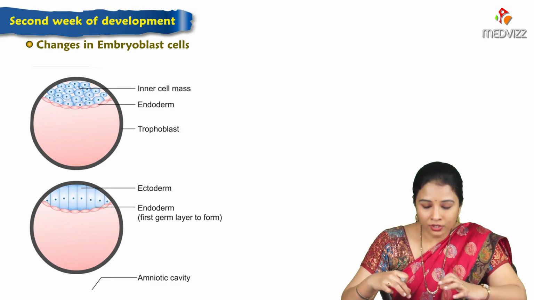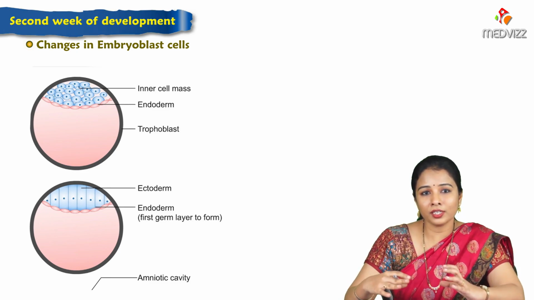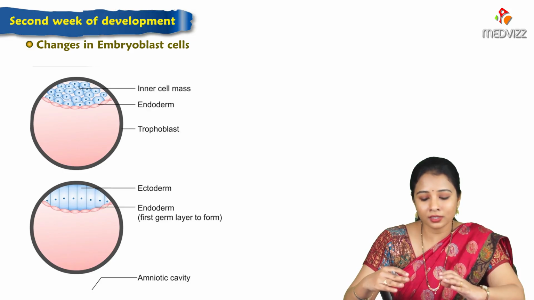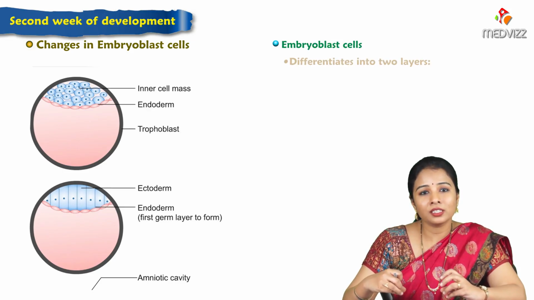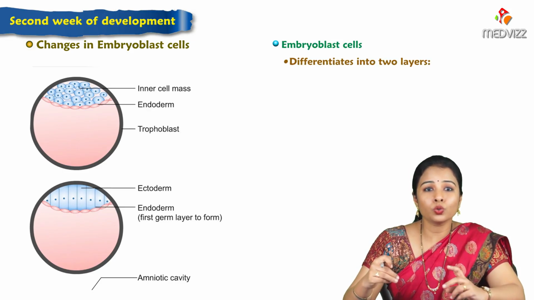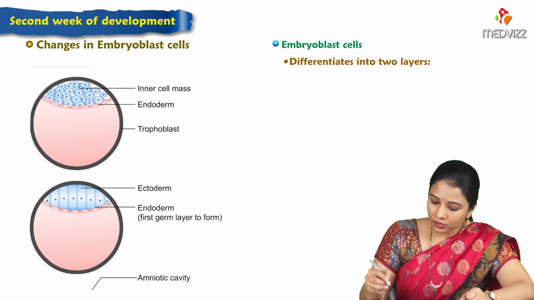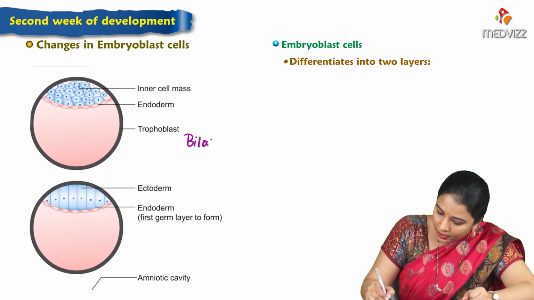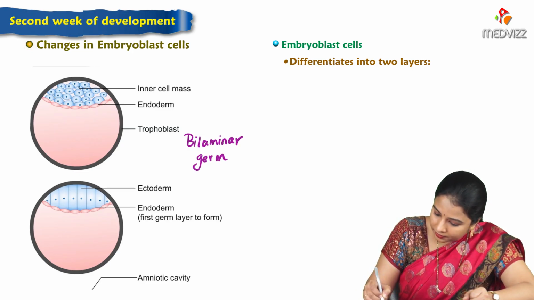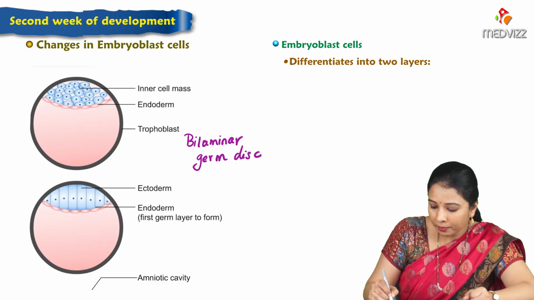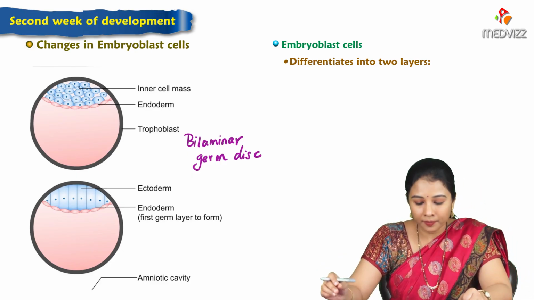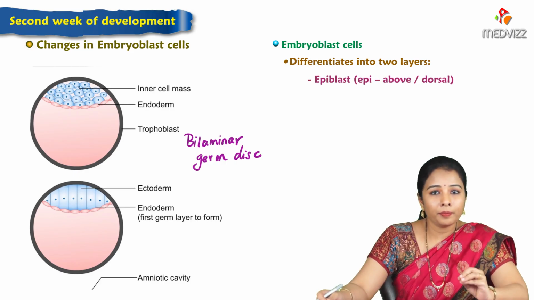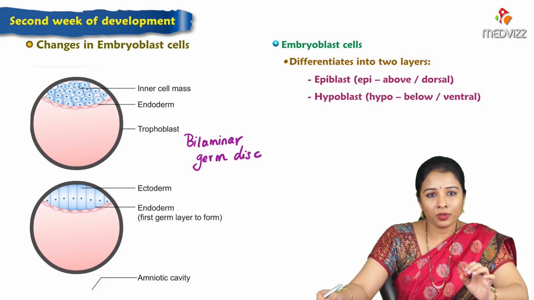Here, during second week, the most significant development is that embryoblast cells differentiate into a two cell layered structure which is called as bilaminar germ disc. So it is two layer bilaminar germ disc. The two layers are epiblast and hypoblast.